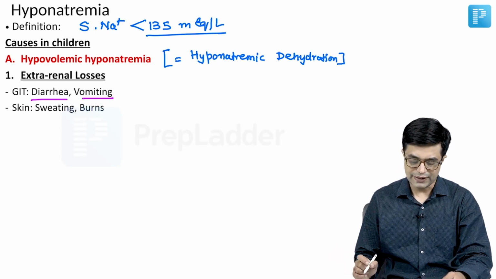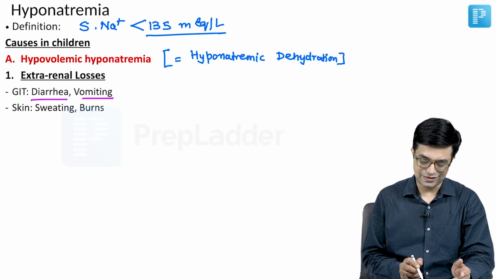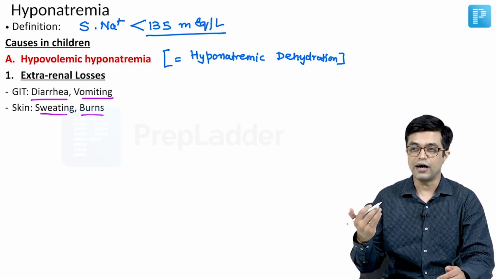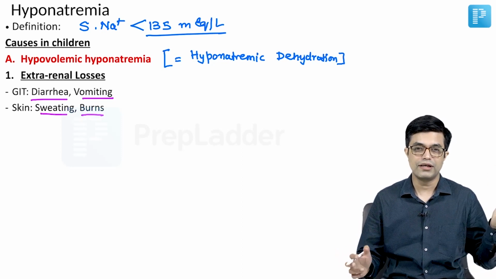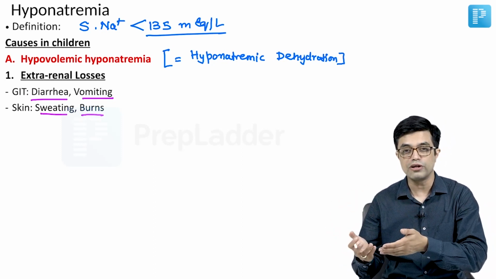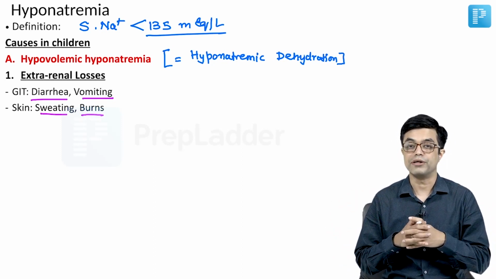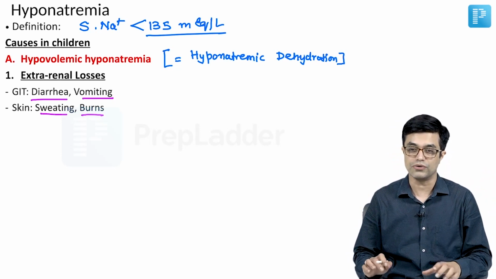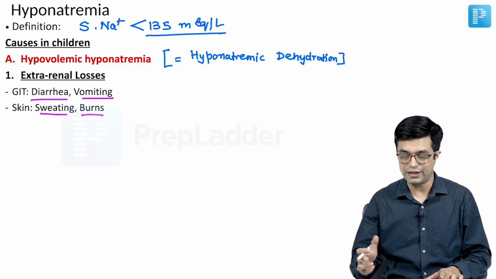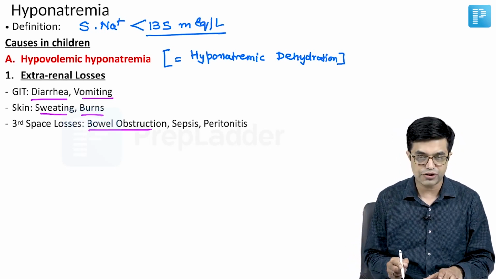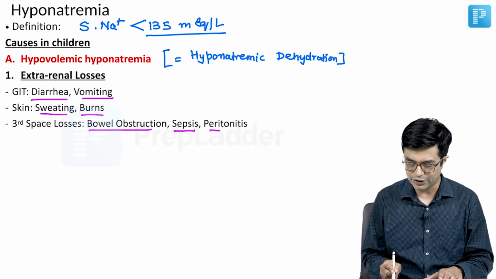We have skin involvement. Skin conditions which can lead to hypovolemic hyponatremia include sweating and burns. So depending upon the condition, and how the patient is being managed and how much fluid is being taken: too little fluid, the patient ends up hypernatremic; too much dilute hypotonic fluid, the patient ends up with hyponatremia. That is why these causes were there in hypernatremia also, and they are there in hyponatremia also. So it will depend upon the condition, right? Then third space losses can lead to hypovolemic hyponatremia, like bowel obstruction, sepsis or septic shock, and peritonitis.